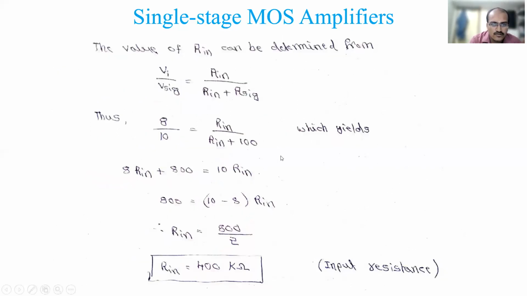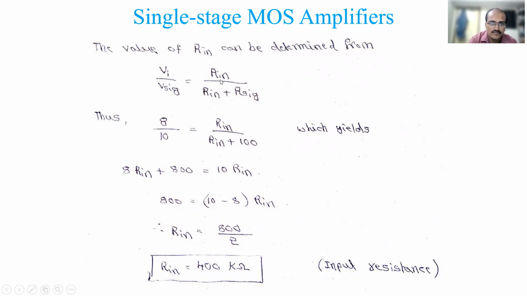Okay. So the next is RIN. RIN is when R out is connected, right? It's a relation. The first relationship you have, the value of RIN can be determined from VI by V signal, which is equal to RIN by RIN plus R signal. Only the input part of the amplifier is considered here. Nearest to the amplifier you have VI, and outside you will connect V signal.